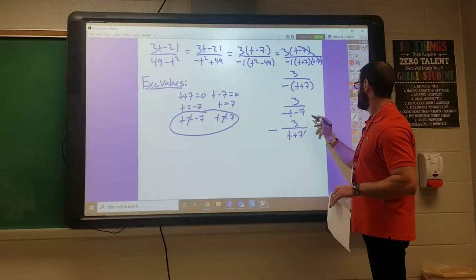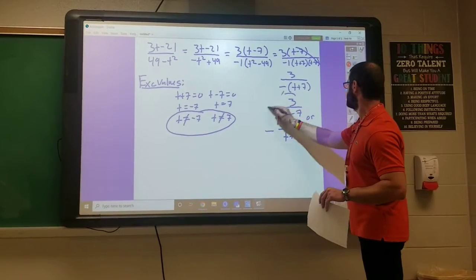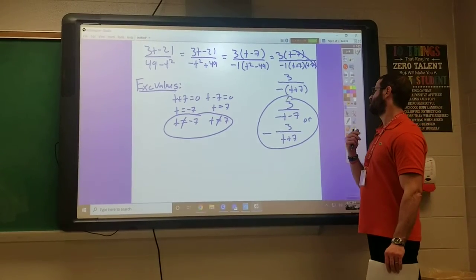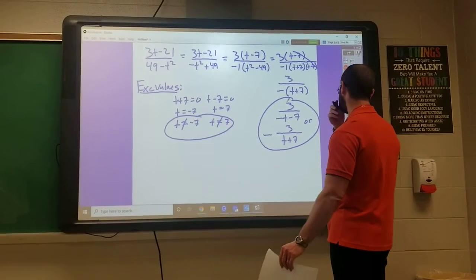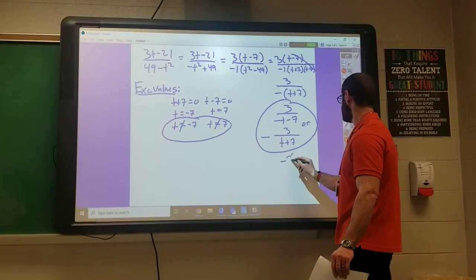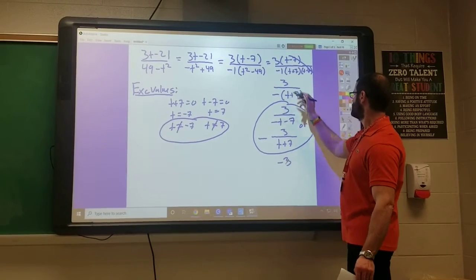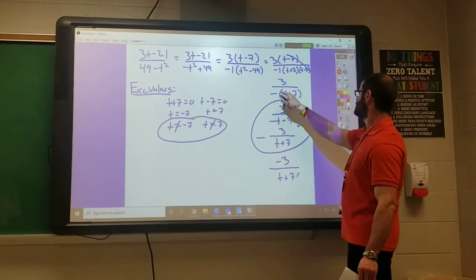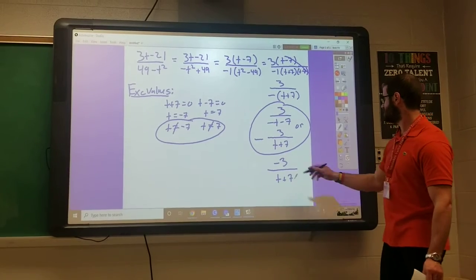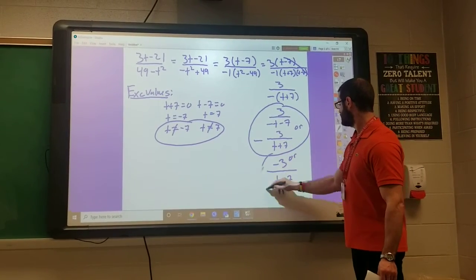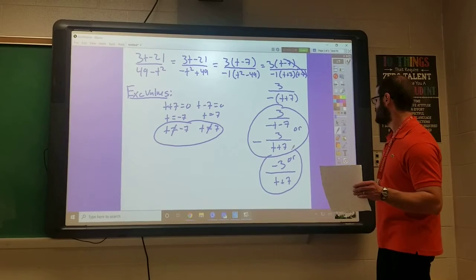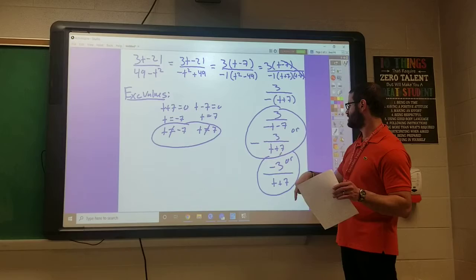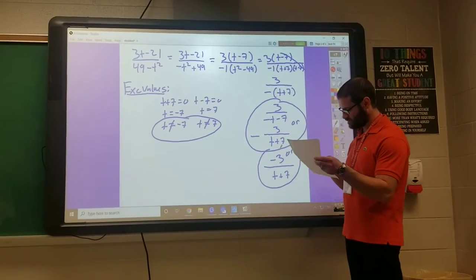Okay, so those are two different ways you could write the answer. And actually, you could probably also do negative 3 over t plus 7, right? Since you have 3 over negative 1, that's negative 3. So again, just different ways to write that answer. Again, probably more commonly you're going to see something like this, where you have the negative in front, and then you have 3 over t plus 7.